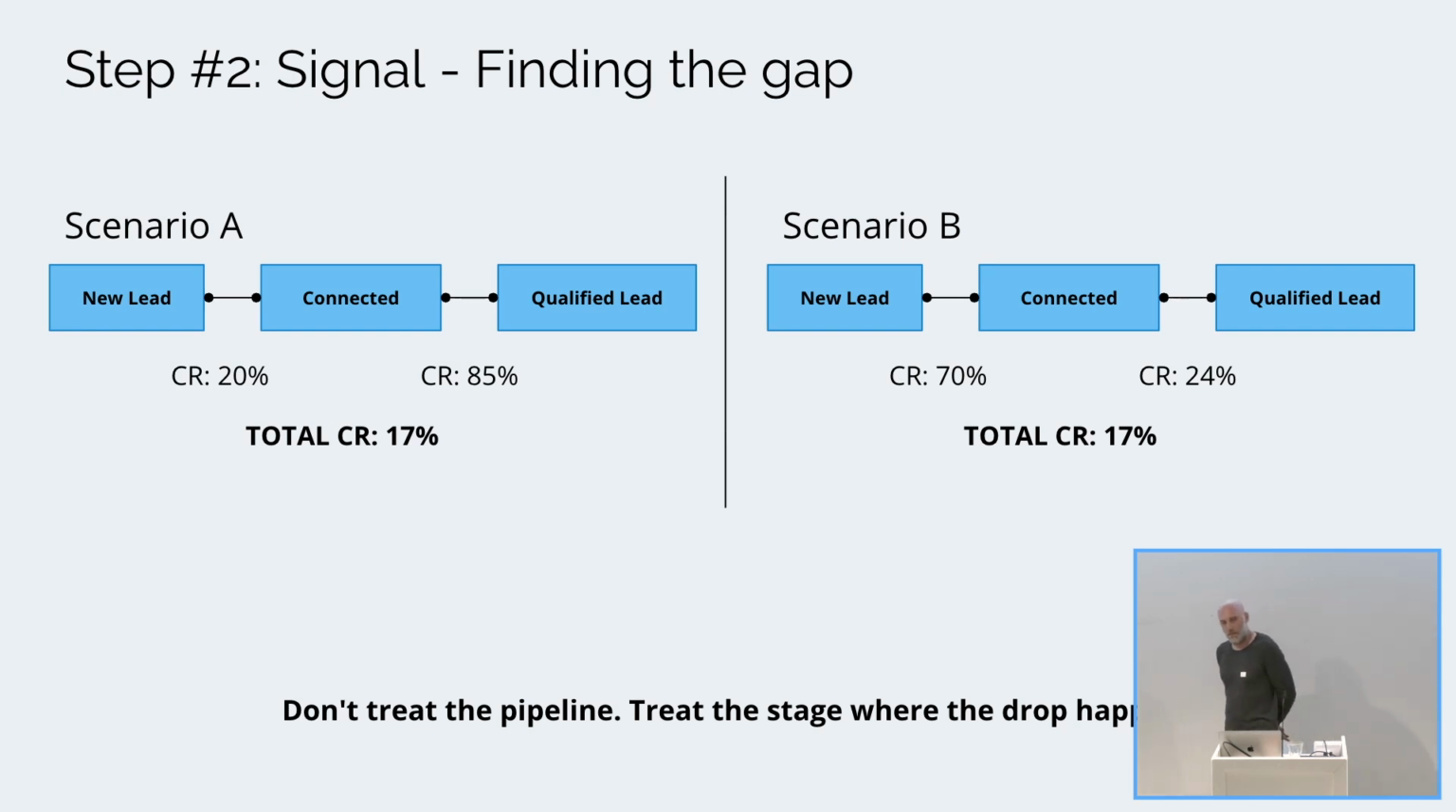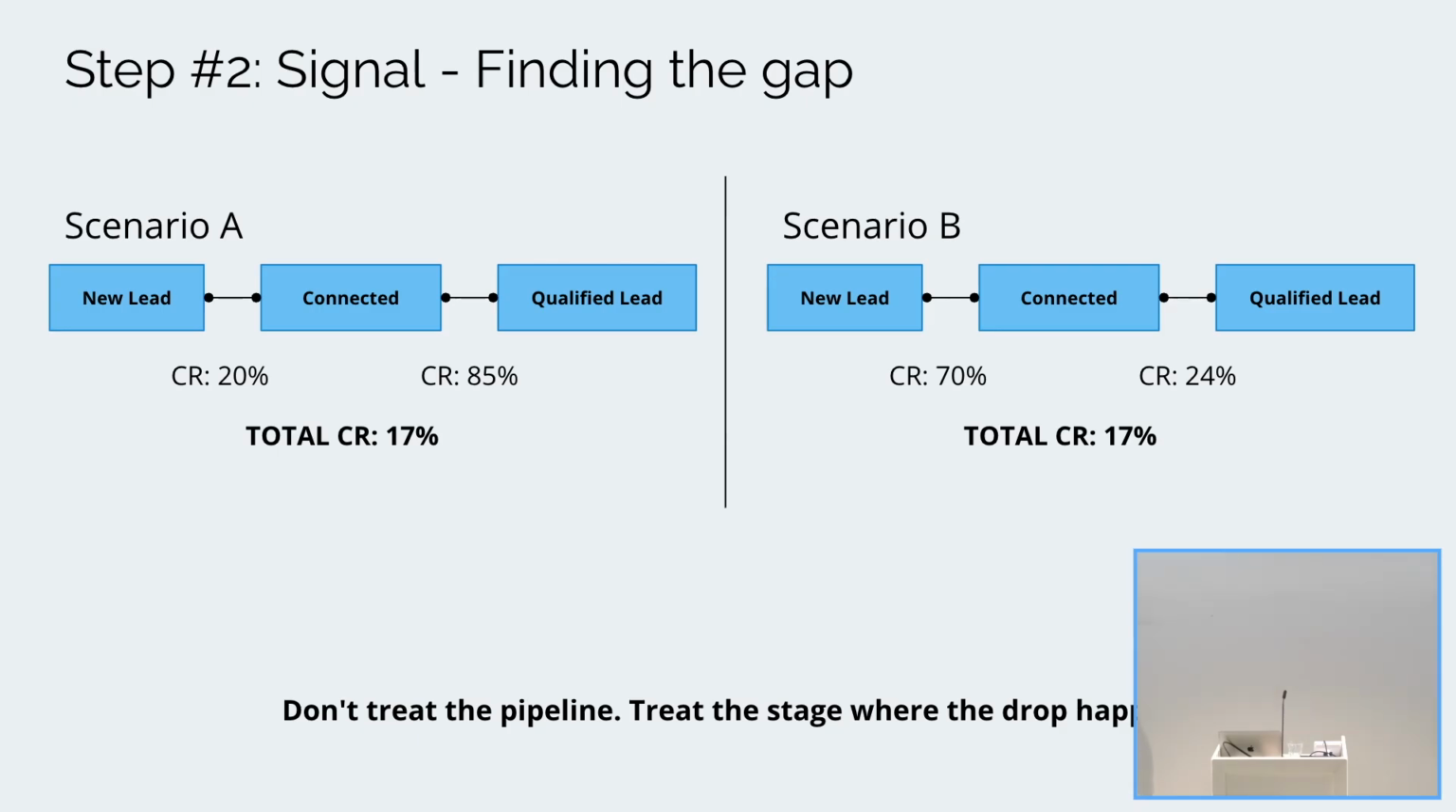Okay, finding the gap. For example, we have a lead pipeline, where we have a total conversion rate of 17%. But if you look at the critical stages, so from a new lead to a connected lead to a qualified lead, in scenario A, you see that the conversion rate is very low between the new lead and a connected lead, but very high between connected and qualified, right? So apparently it's really hard to get in touch, but as soon as you get in touch, you are able to qualify. Whereas with scenario B, it's actually the other way around.